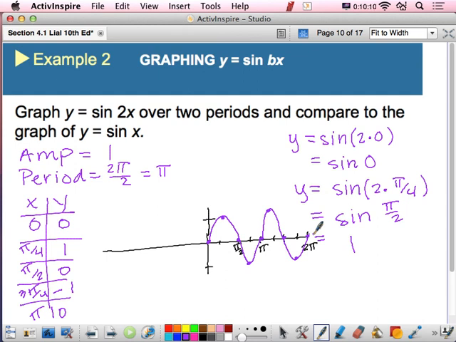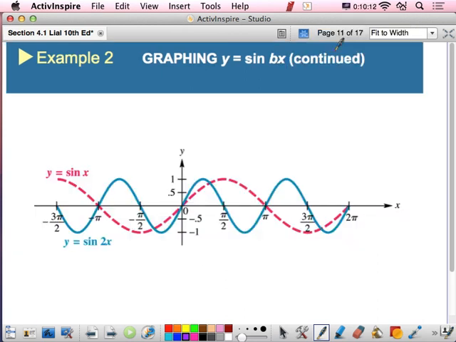Okay, let's pause for a second. Here what we have drawn, the dotted one is the parent function, y equals sine x, and the solid one is y equals sine of 2x. So you can see that you can fit twice as many crests and troughs in the same amount of space.